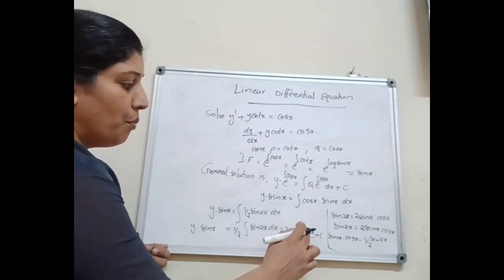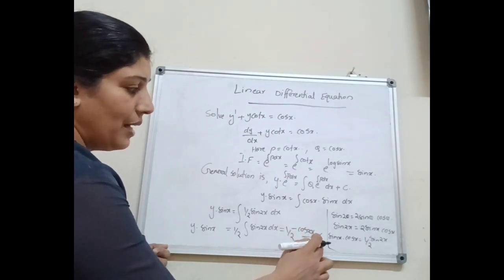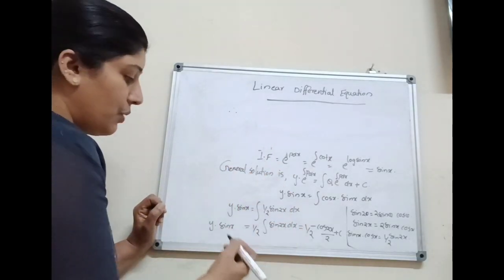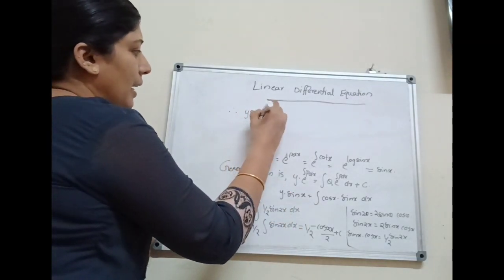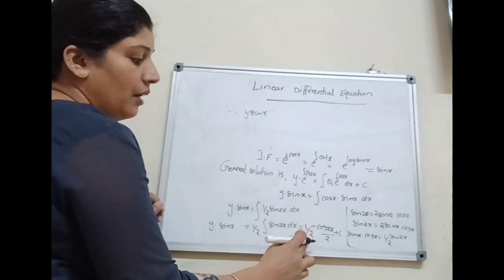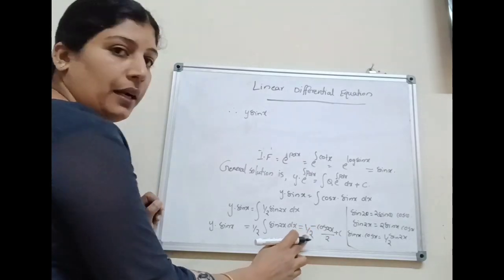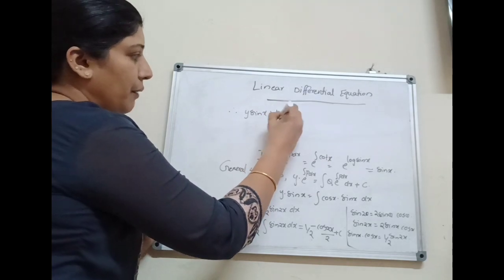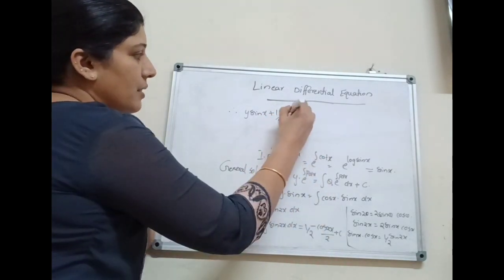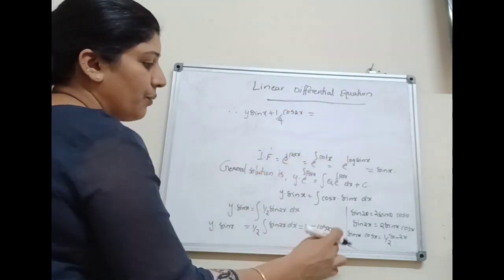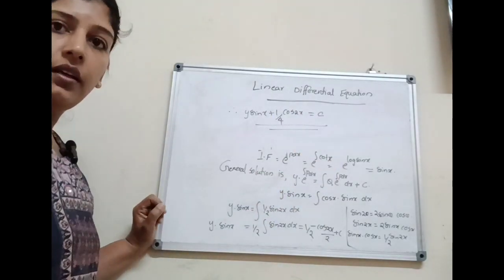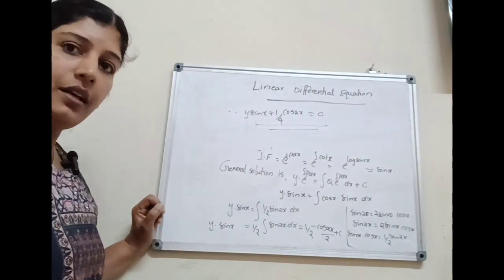1 by 2 into minus cos 2x by 2 plus c. Therefore, our general solution is y sin x. Now here minus 1 by 2 into 1 by 2, that is minus 1 by 4. Take it to this side, therefore plus 1 by 4 into cos 2x equal to c. This is the general solution of the given linear differential equation.